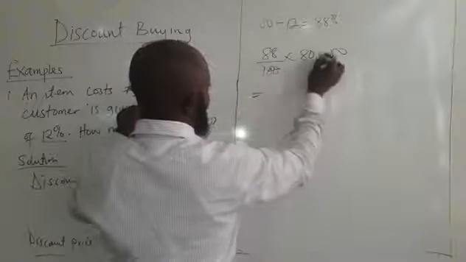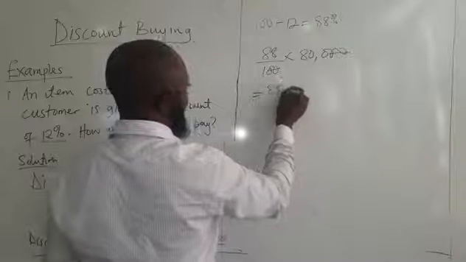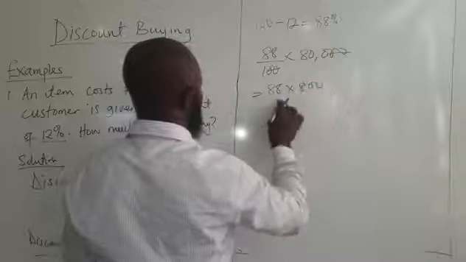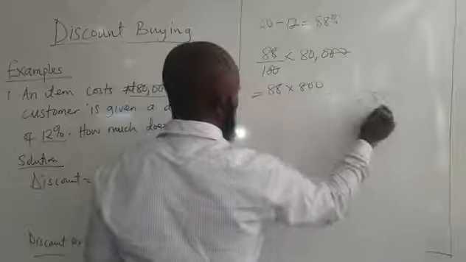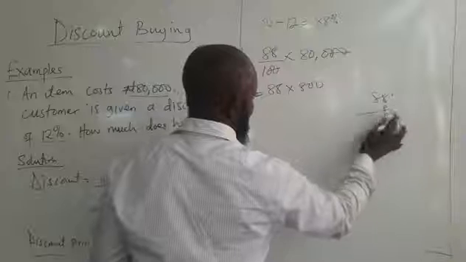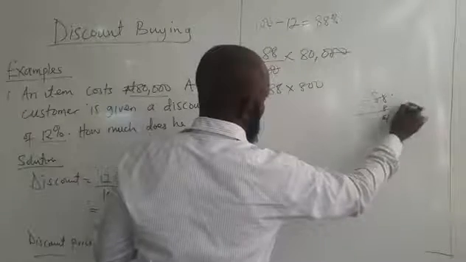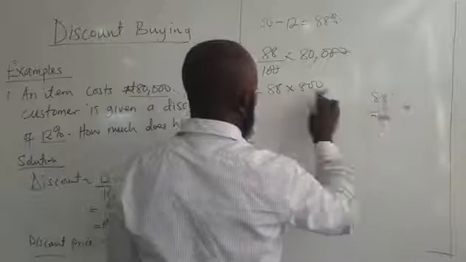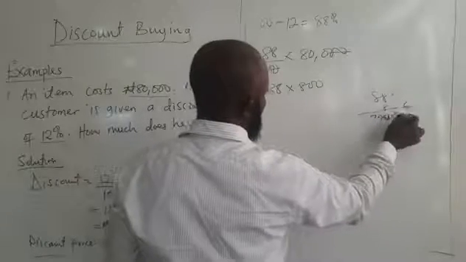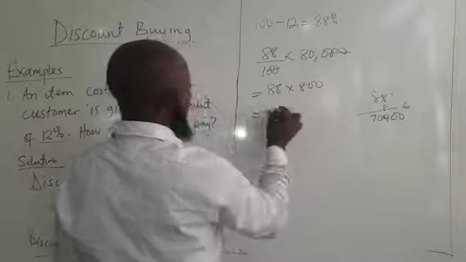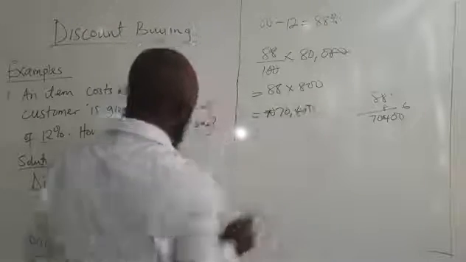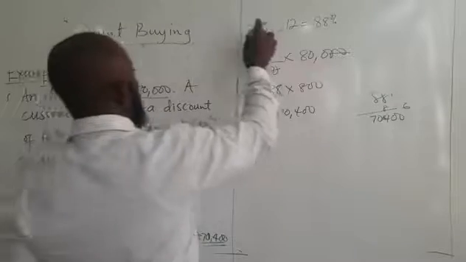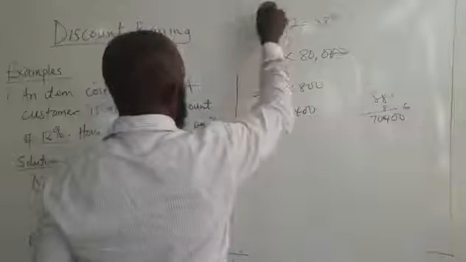We cancel the zeros, so we have 88 multiplied by 800. Let's calculate this. 88 times 8: 8 times 8 is 64, carry 6, 64 plus 6 is 70. Then we write the 3 zeros behind it, that will be 70,400, which is the same value we have here. So this is method 2, the second method.